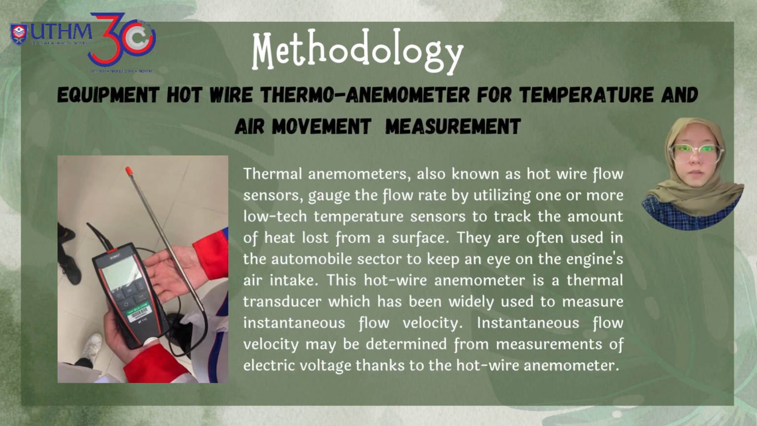Equipment: hot wire thermal anemometer for temperature and air movement measurement. Thermal anemometers, also known as hot wire flow sensors, gauge the flow rate by utilizing one or more low-tech temperature sensors to track the amount of heat loss from the surface. They are often used in the automobile sector to keep an eye on the engine's air intake.